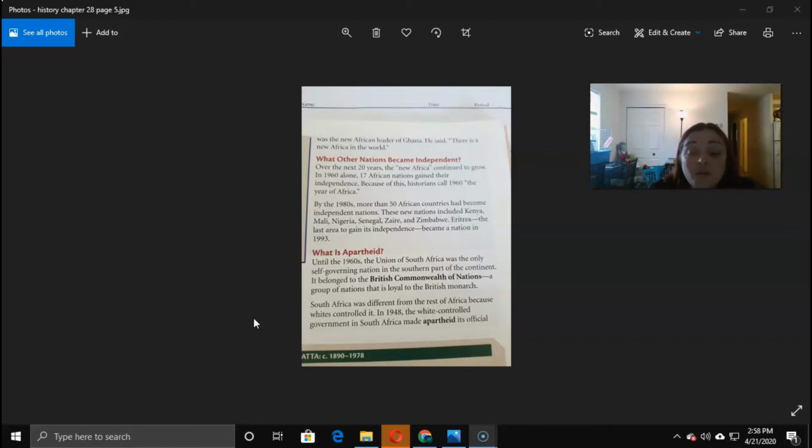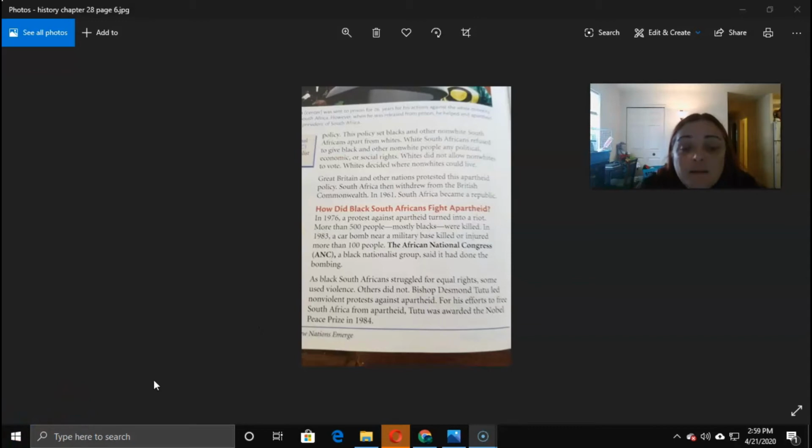In 1948, the white-controlled government in South Africa made apartheid official policy. This policy set blacks and other non-white South Africans apart from whites. White South Africans refused to give black and other non-white people any political, economic, or social rights. Whites did not allow non-whites to vote. Whites decided where non-whites could live.